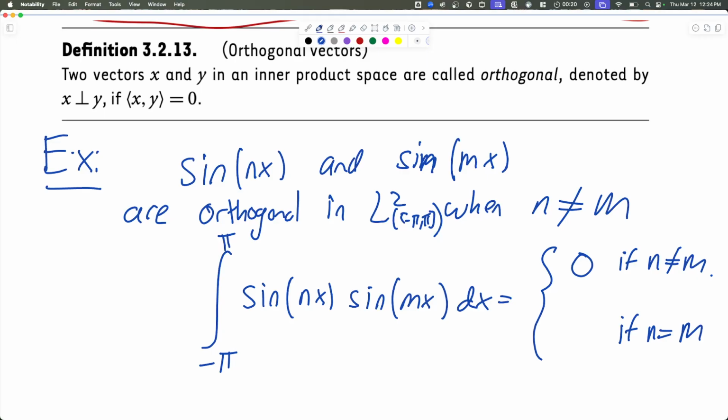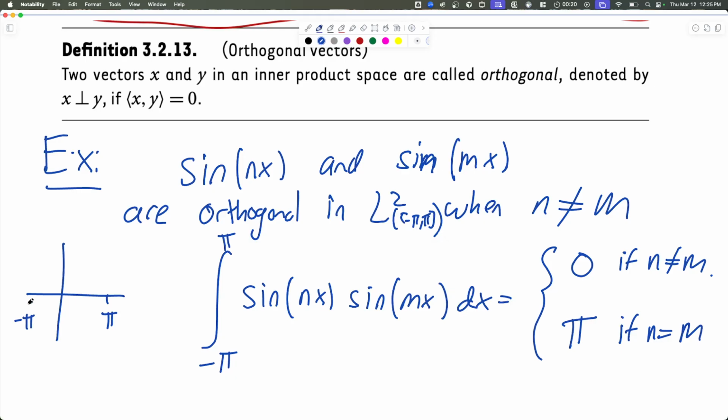Does anyone know what the integral of sine squared is from minus pi to pi? Zero? No, that's wrong. The integral of sine is 0, but sine squared can't integrate to 0 because sine squared is positive. It's above 0. Let me draw a graph of the function. So, it's pi, isn't it? It's pi. Okay, very good.